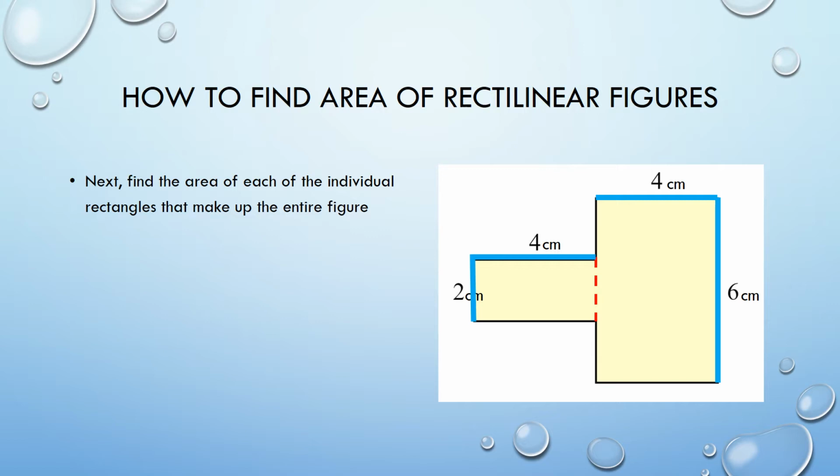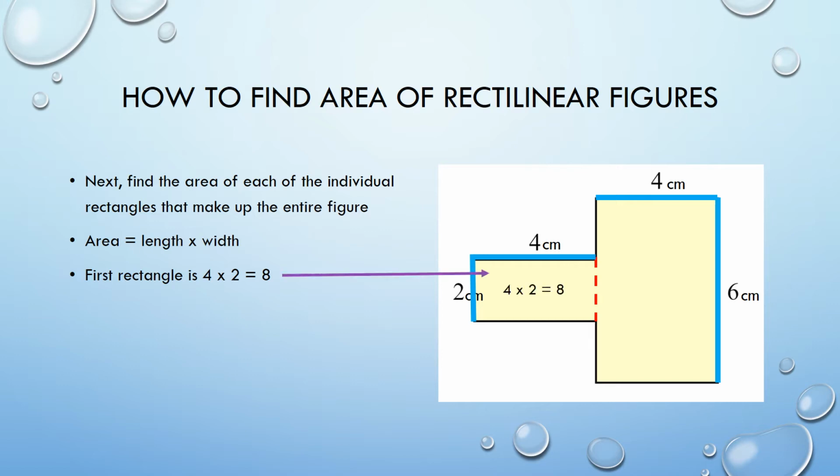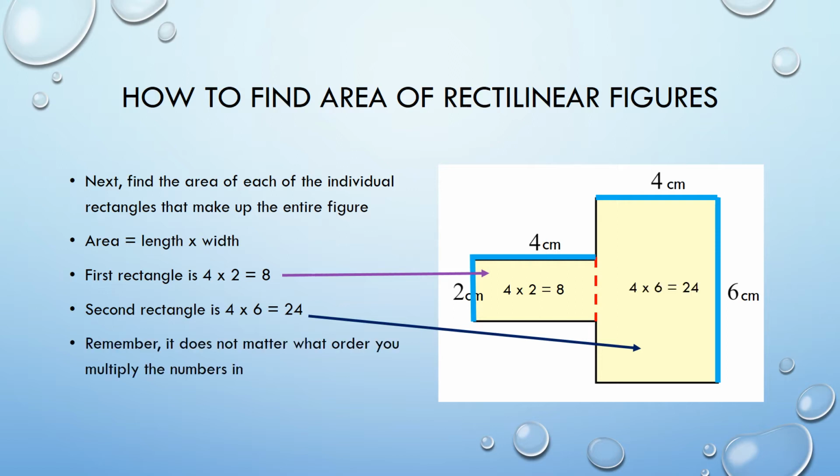Our next step is to find the area of each of the individual rectangles that make up the entire figure. And remember, area is length times width. So for our first rectangle, it's 4 centimeters by 2 centimeters, which is 8. And our second rectangle is 4 centimeters by 6 centimeters, which when we multiply those is 24. Remember, it doesn't matter what order we multiply the numbers in. Commutative property says that we can multiply them either way.